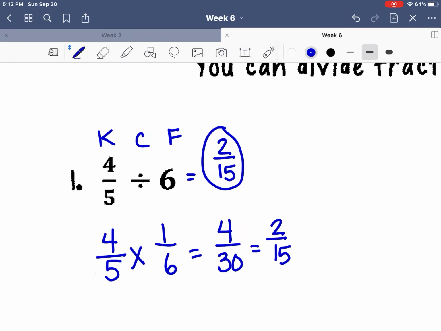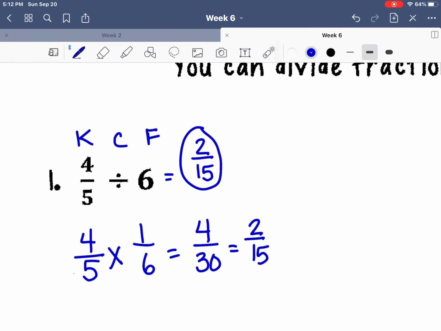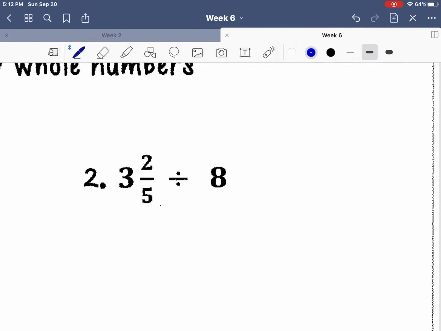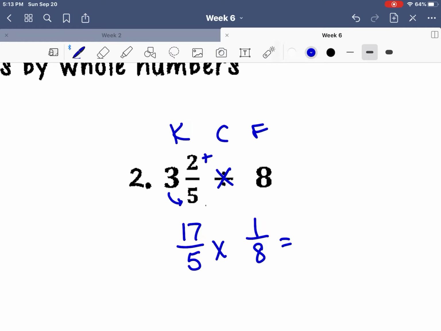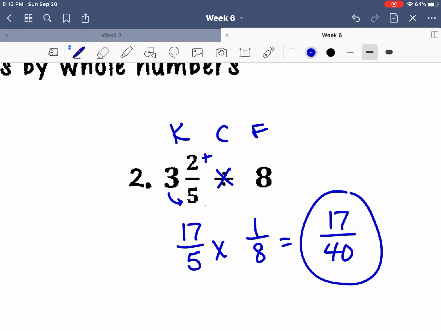Alright. I know that they were divided by 2 because they're both even numbers. Let's look at the second problem. Remember, you have to change everything to improper before you can multiply or divide with it. 3 times 5 is 15. 15 plus 2 is 17. And then we change this to multiplication. Remember, keep, change, flip. And then we change this to its reciprocal. It's now 1/8. 17 times 1 is 17. 5 times 8 is 40. 17 is a prime number, so I know that won't simplify.